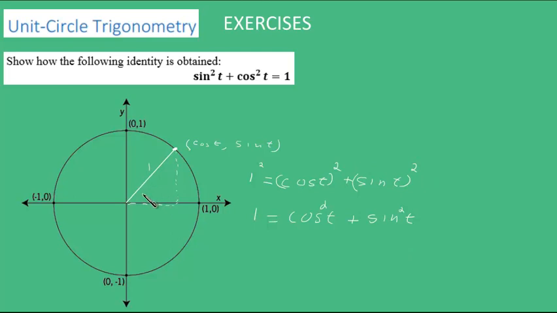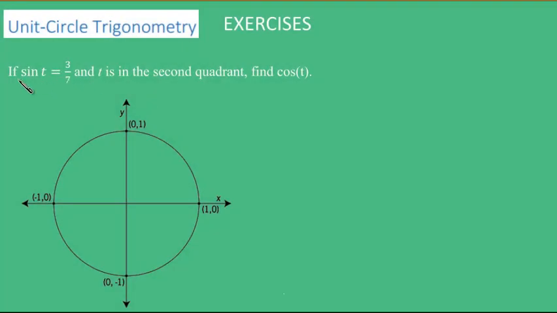One point before moving to the next exercise: I forgot to write the little angle t in here. So that's the angle here. The x-coordinate is the cosine of this angle, and this coordinate is the sine of this angle. Okay. We now look at this exercise.